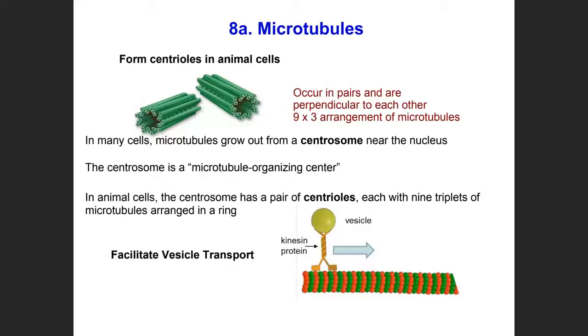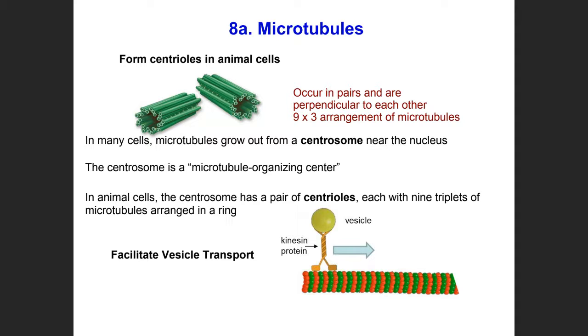They form centrioles in animal cells. They don't form centrioles in plant cells. They form them only in animal cells. And they grow out from another structure that we call the centrosome, which exists near the nucleus. So the centrosome is a microtubule organizing center, but it also makes a pair of centrioles in animal cells.